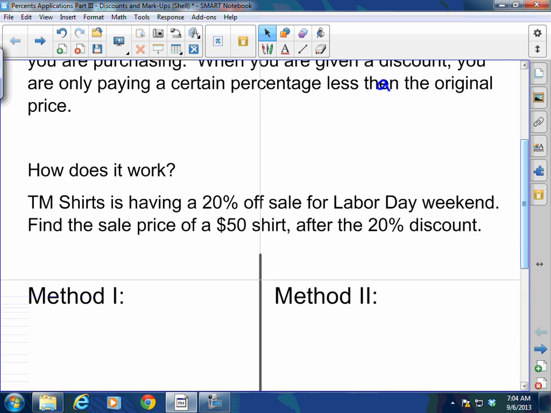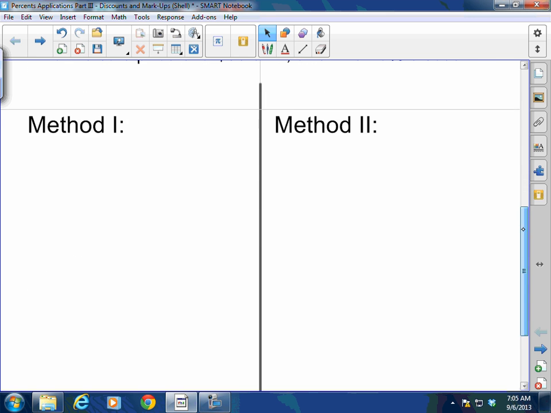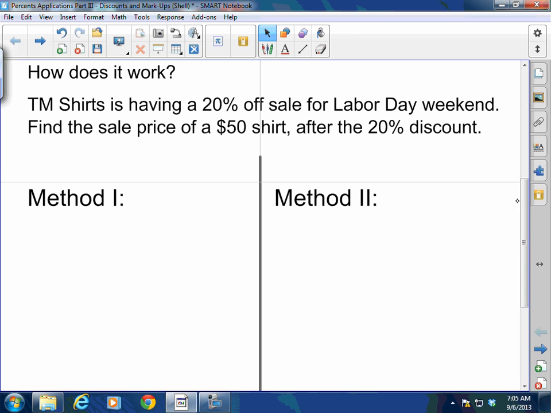TM Shirts is having a 20% off sale for Labor Day weekend. Find the sale price of a $50 shirt after the 20% discount. All right, I got two methods here. They're both pretty easy. One of them is a little bit shorter than the other, but they're both pretty good. Okay, let's start with the first method.